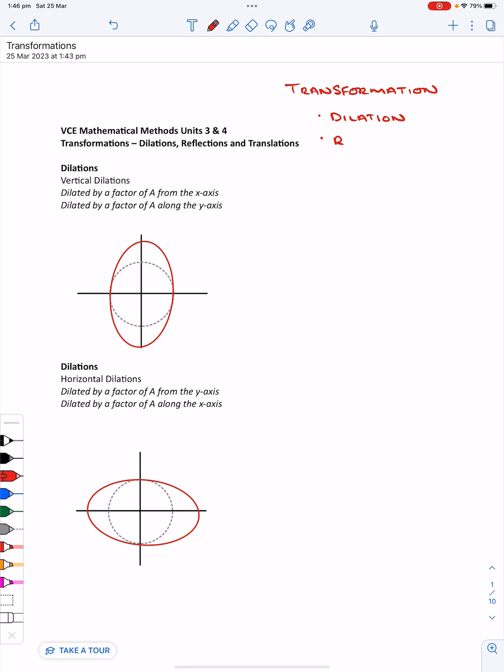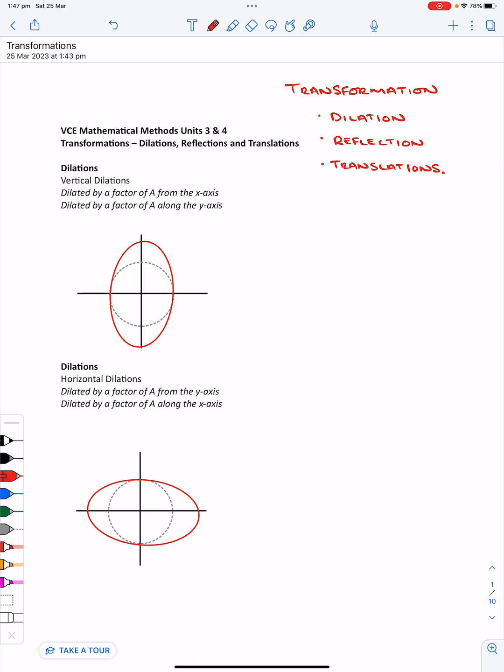We can reflect the graph. So we can reflect the graph in the x-axis or we can reflect it in the y-axis. And then we can translate the graph. We can move it to the left or to the right, and we can move it up and down. So translating the graph, we call translations. And that's something for us to think about.